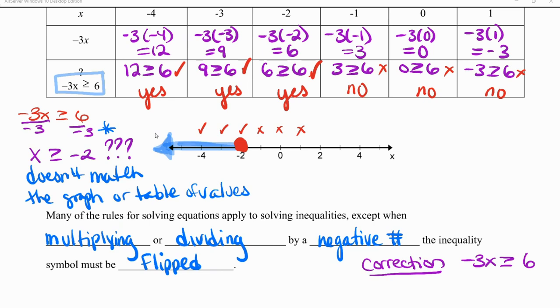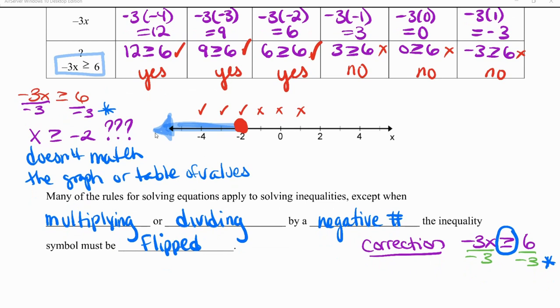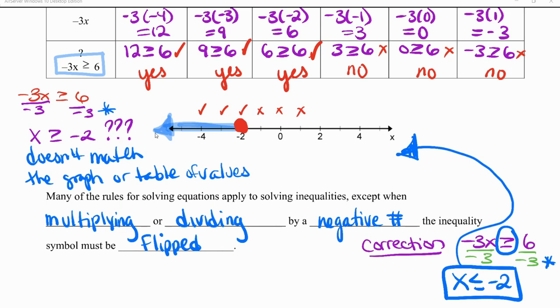So if we revisit that example and divide both sides by negative 3, it's this step here, because we divided both sides by a negative 3, that we have to flip the inequality symbol. So the correct inequality would be x is less than or equal to negative 2. And if we look back at our graph, that matches the graph that we made based on testing those possible values for x.